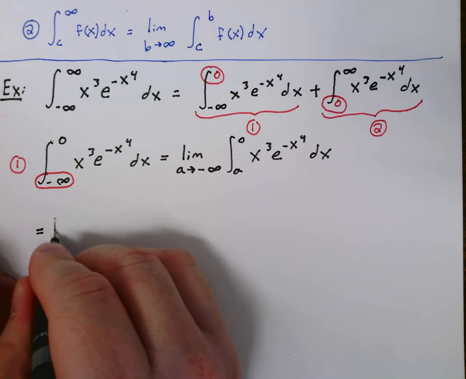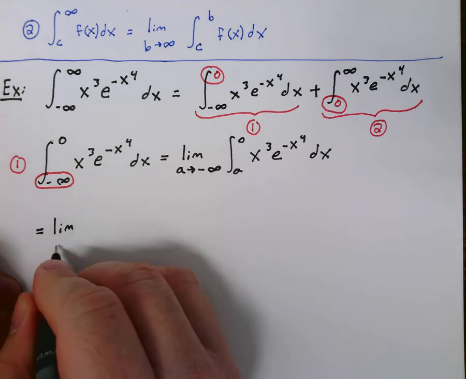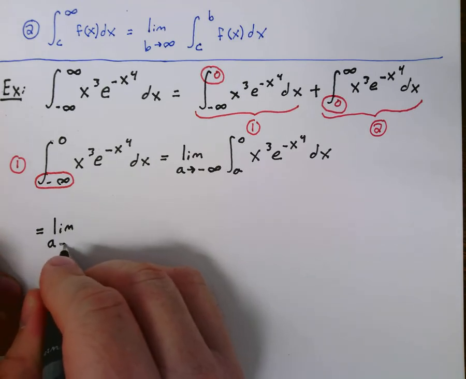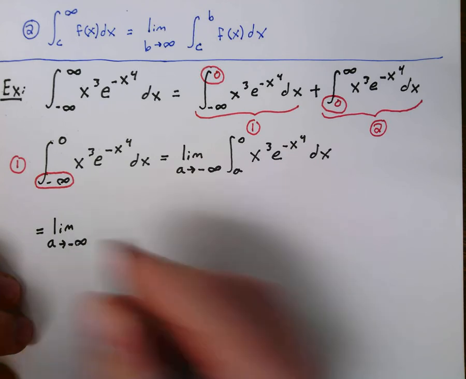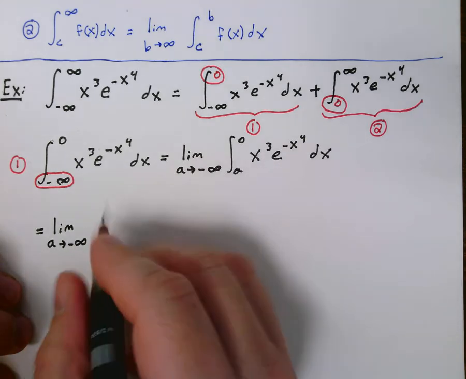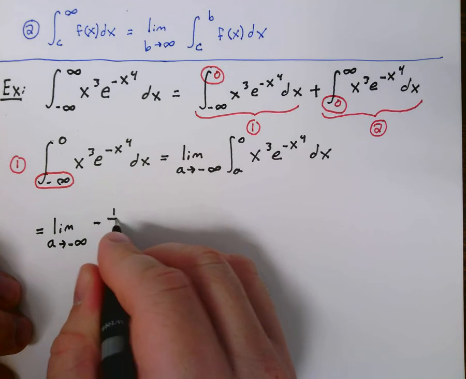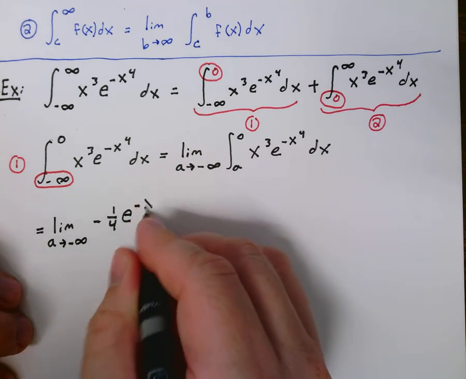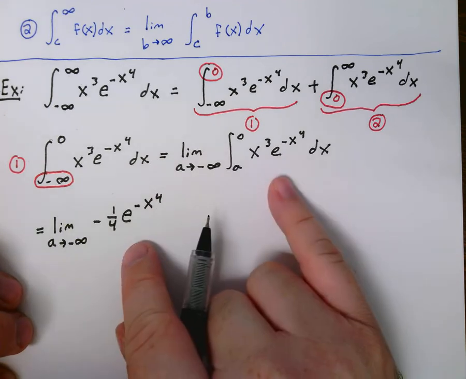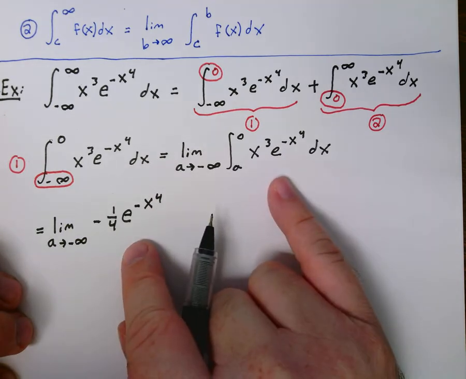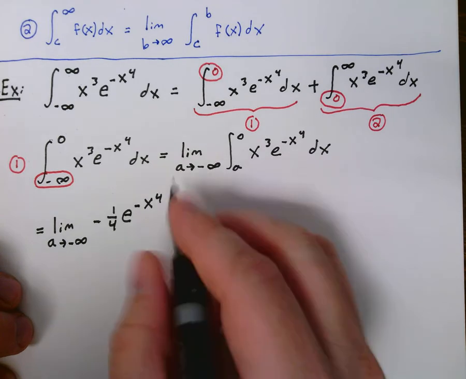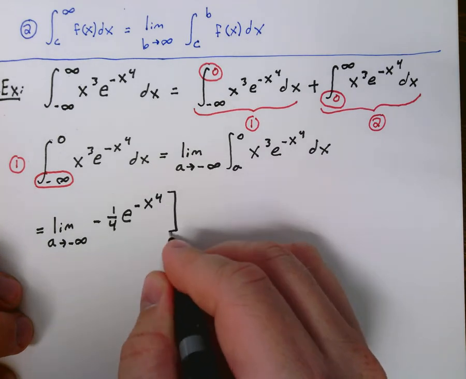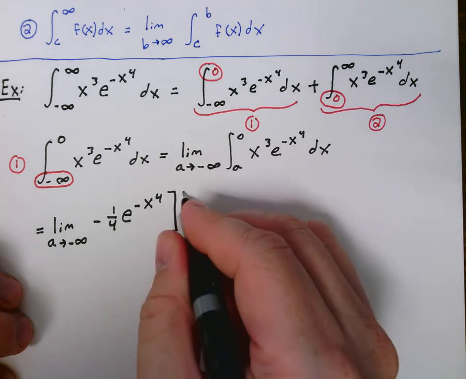So that's going to turn into the limit as a goes to negative infinity, and the antiderivative for this is going to be negative 1/4 e to the negative x to the fourth. So make sure that you can do that. Either you do that in your head or you use u substitution. I'm going to go from a to 0.